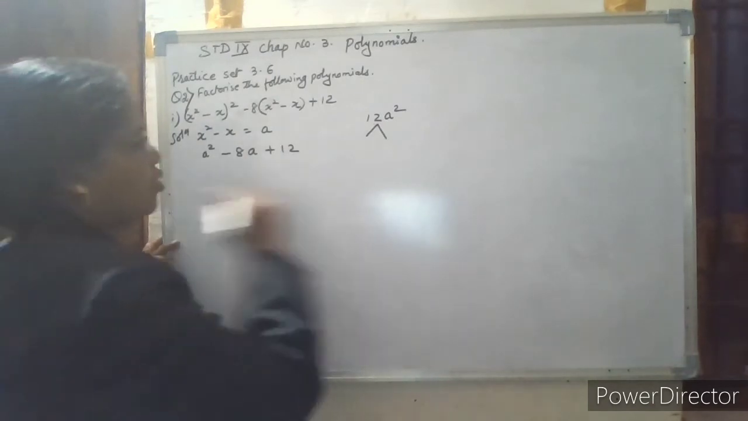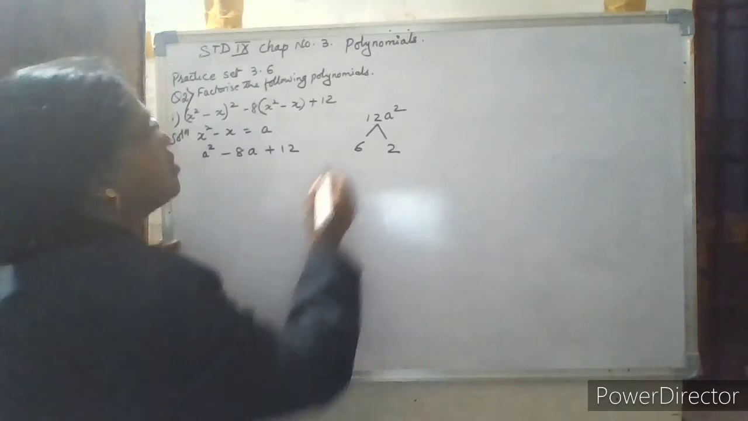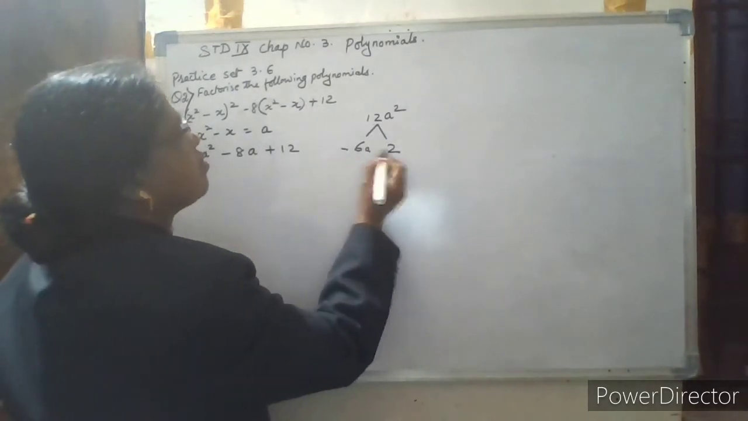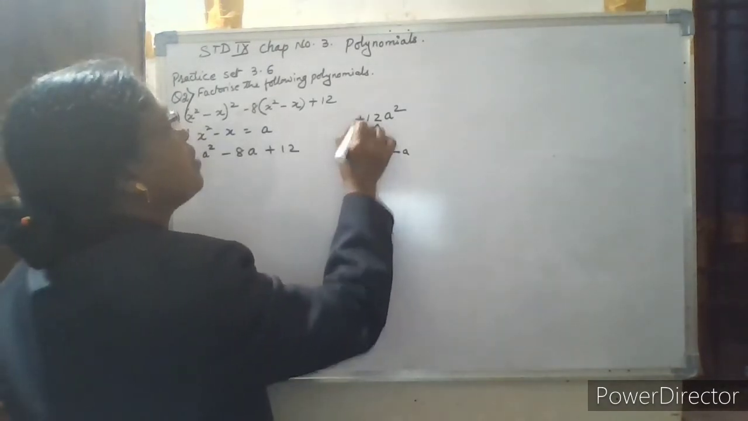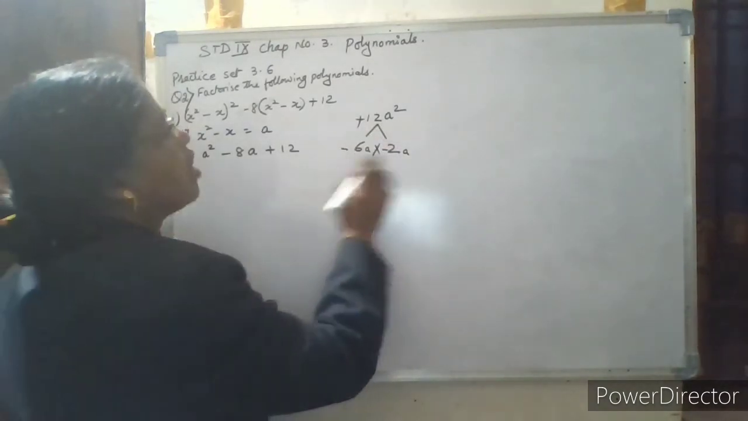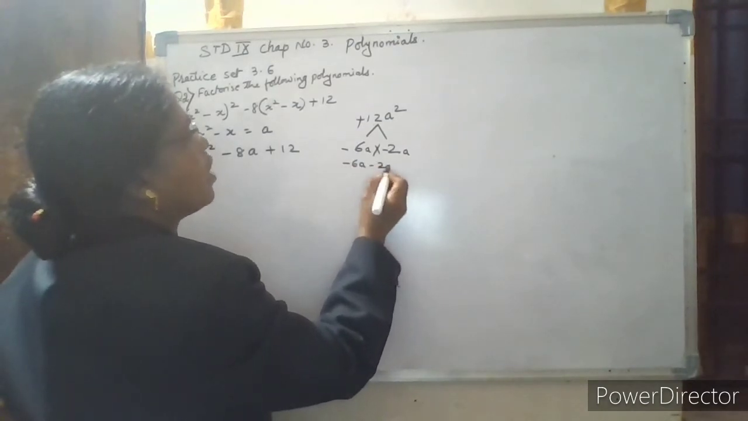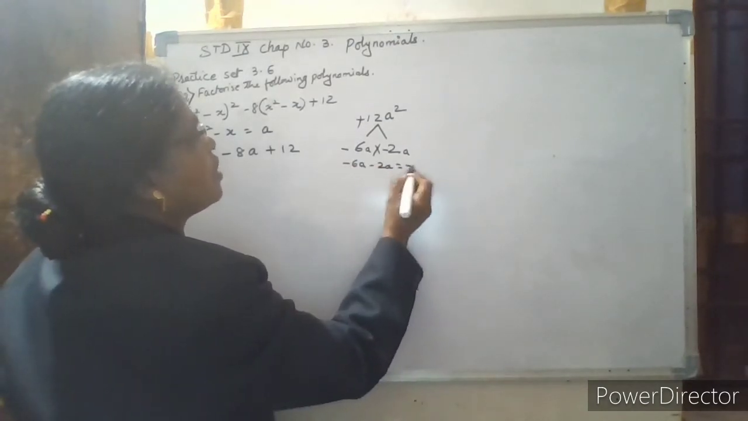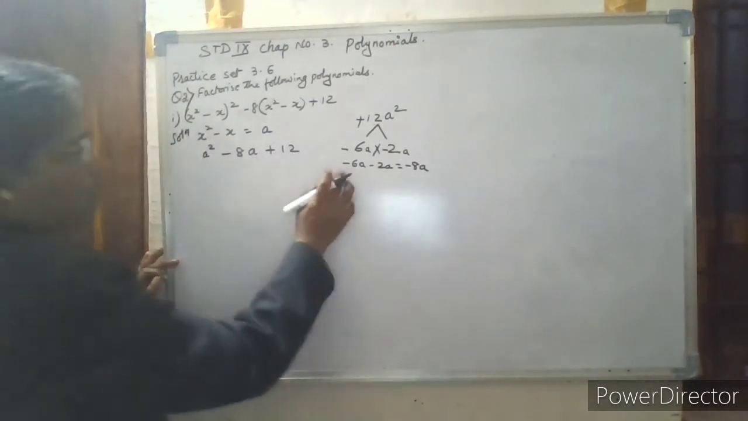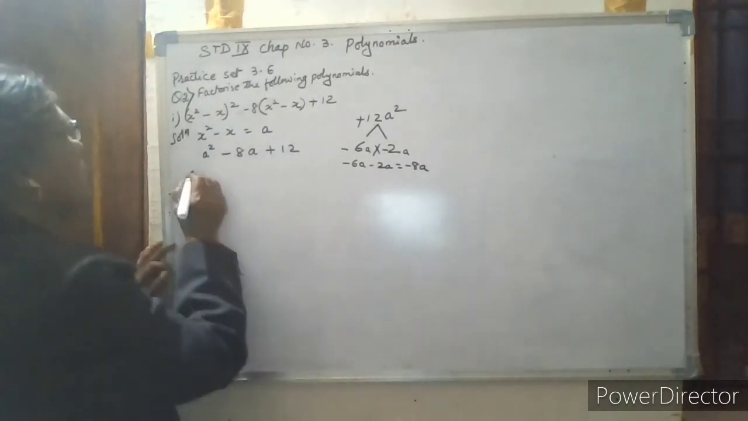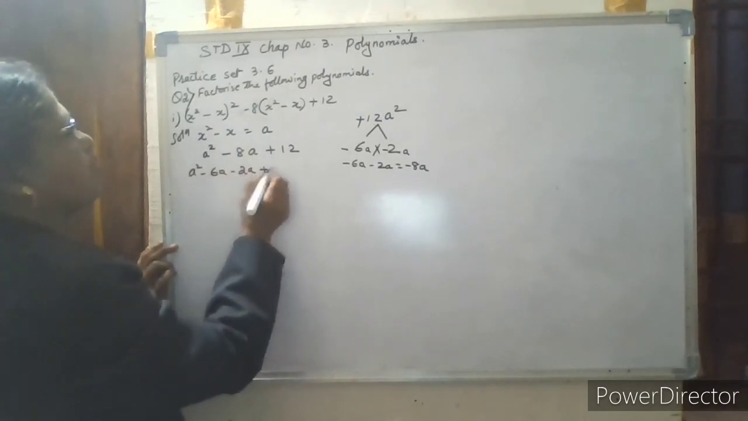So 6 twos are 12, you know, and 6 plus 2 is 8. If I take minus 6a and minus 2a, minus into minus gives plus 12, and a into a is a squared. Minus 6a and minus 2a simplify to minus 8a. So the middle term is split as minus 6a and minus 2a: a squared minus 6a minus 2a plus 12.